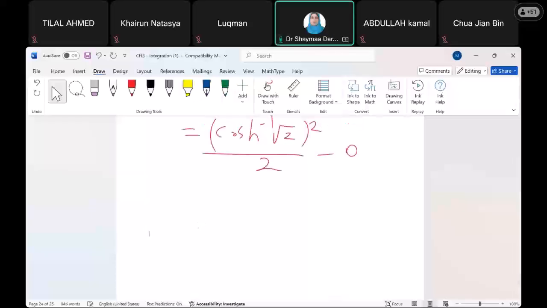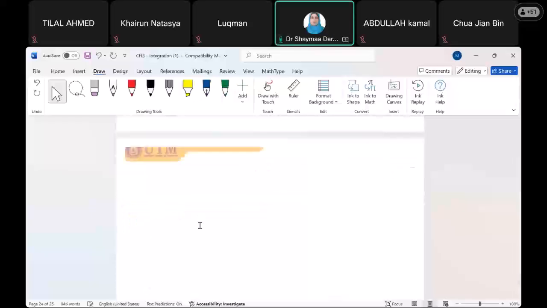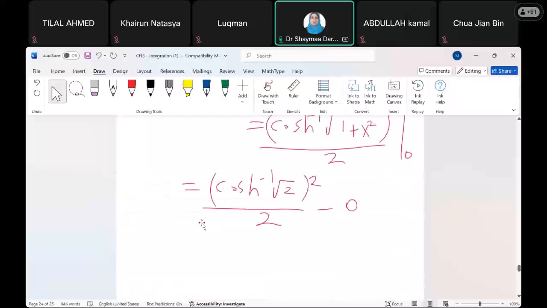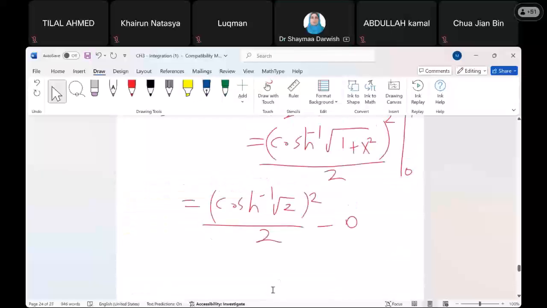Any question? Okay, another example, also from before. Please, in the integration, practice as much as you can, especially how to use the formula, how to integrate if you have cosh inverse or tangent inverse. Okay, this is another example.